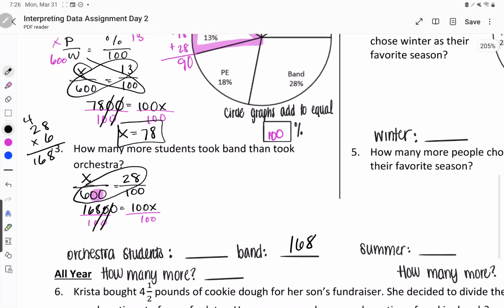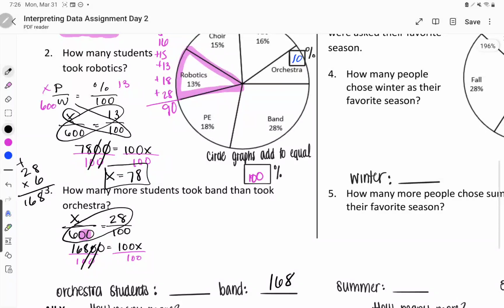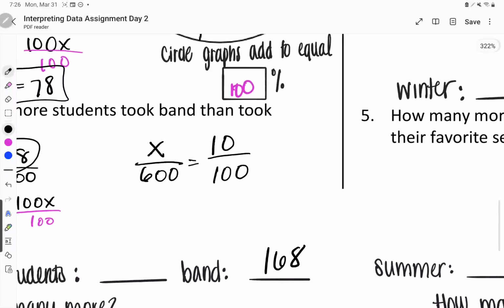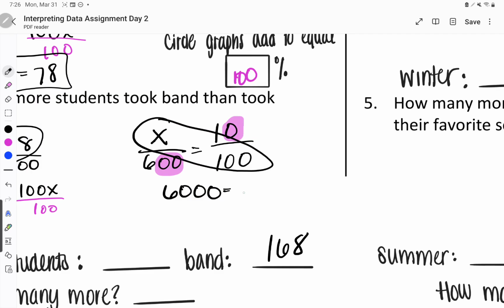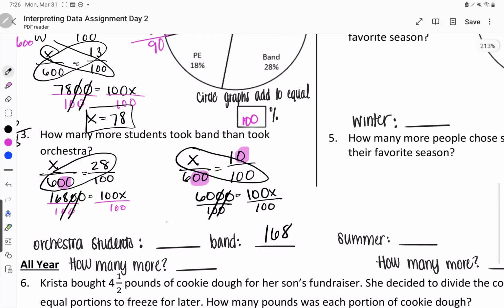Now I have to figure out how many kids took orchestra. So what would my proportion look like for my orchestra? I would have x, because I don't know how many students took orchestra, over 600 equals 10 over 100. Cross multiply, 6 times 1 is 6, and then I just tack on 1, 2, 3 zeros. Equals 100 times x, so I have 100x. Divide both sides by 100. These cross out, and that gives me 60 kids that took orchestra.